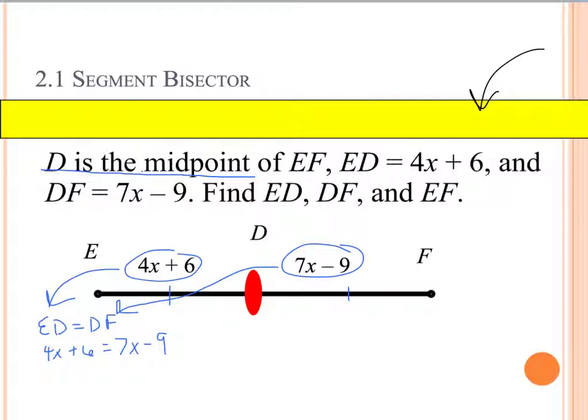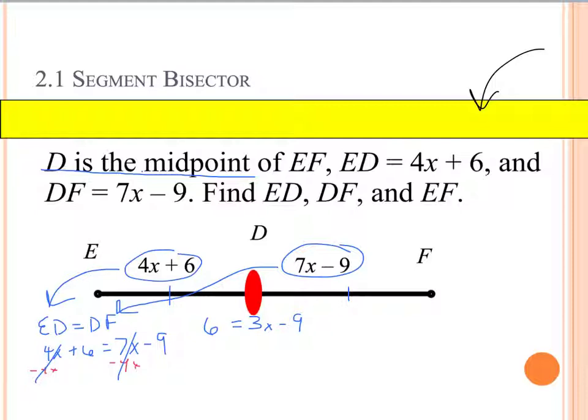Alright? Now, how do we solve for that? Well, we have to get our variables together and we have to get our numbers together. So, I'm going to move 4x to the right side, subtract by 4x, and when I subtract by 4x, I have 6 equal to 3x minus 9, because I subtracted 4x on both sides, got rid of it, now I have 3x minus 9 on the right.